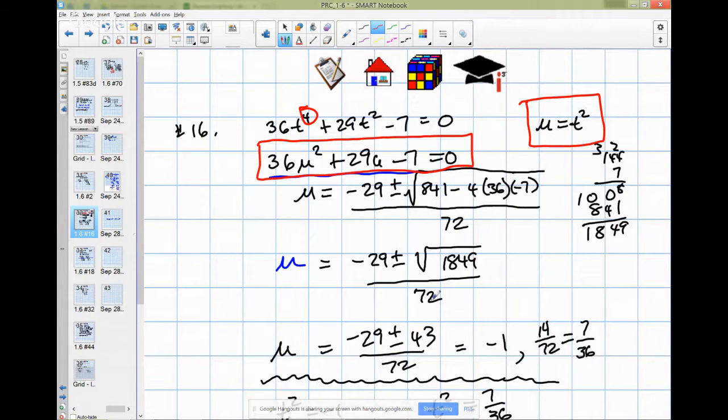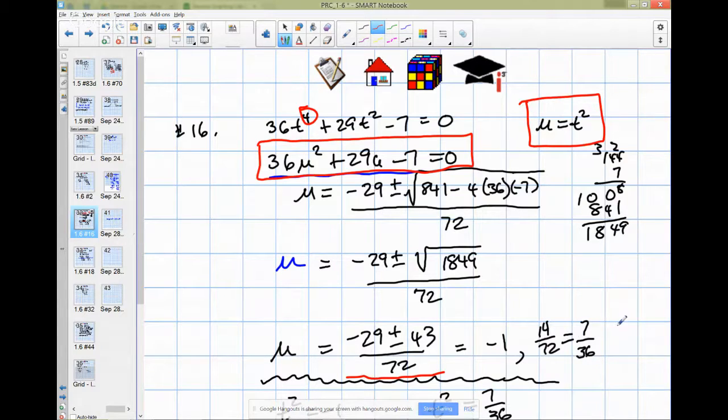And I'll save you the pain. After I simplified it, I came up with this number right here. Actually, the square root of 1849 is 43, so here we are down here now. 2 answers: negative 29 plus 43 over 72, which turns out to be, let me think here, 14 over 72, which is 7/36, so there's one answer. And then negative 29 minus 43 over 72, negative 72 over 72, which is negative 1.